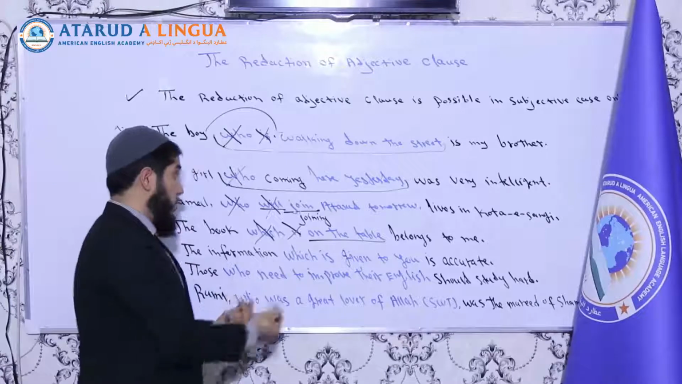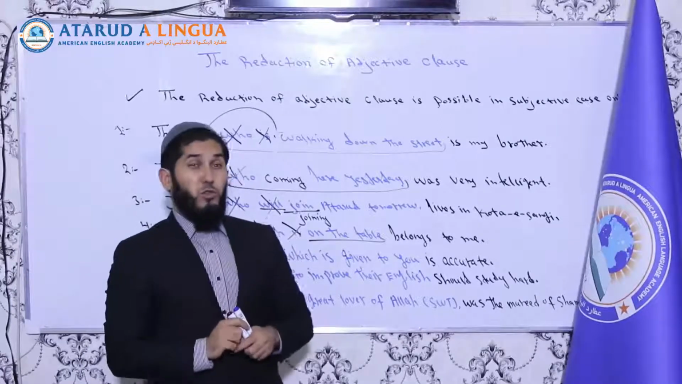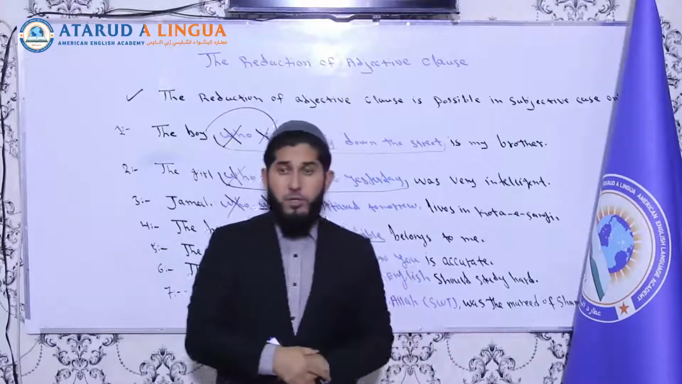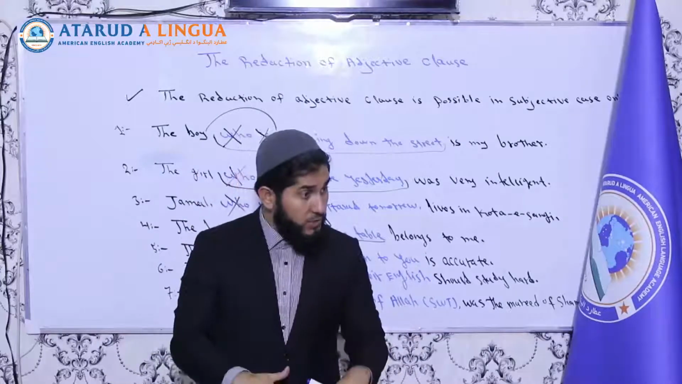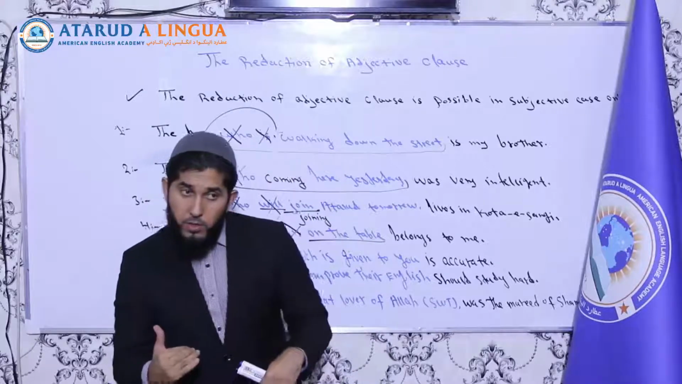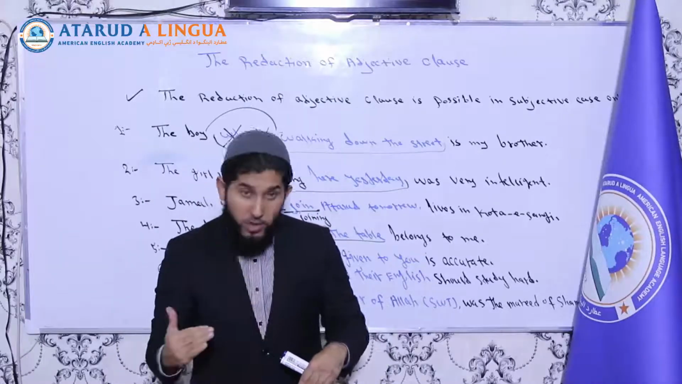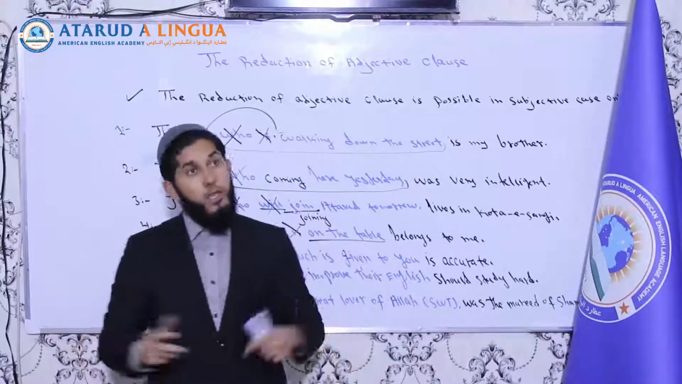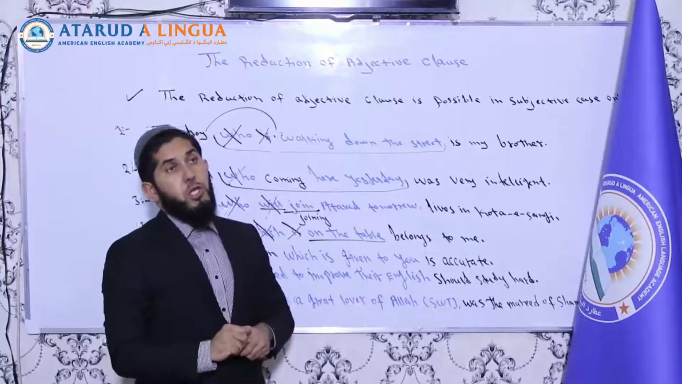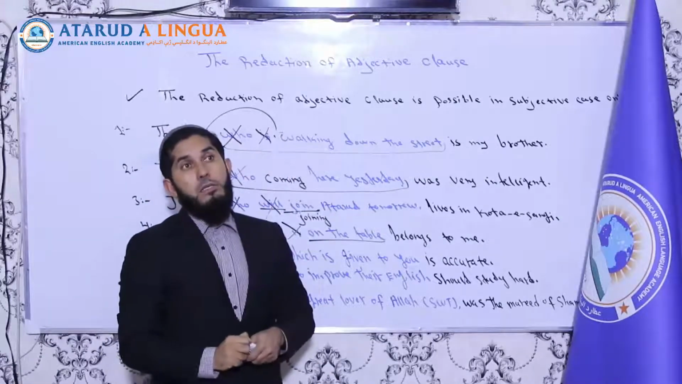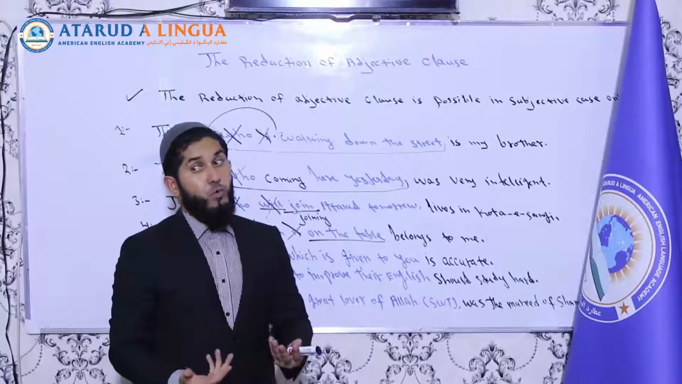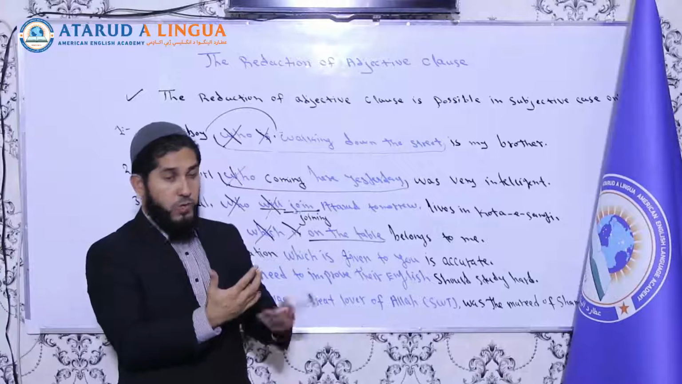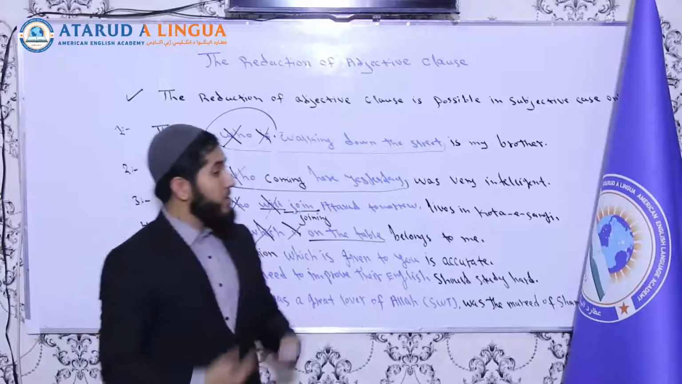Now I can give you a few more examples. For example, the students who are in the classroom learn advanced grammar. Remove who, remove are. The students in the classroom learn advanced grammar. Okay? The fan which is on the wall works properly. Remove which and remove is, the to be verb. The fan on the wall works properly.